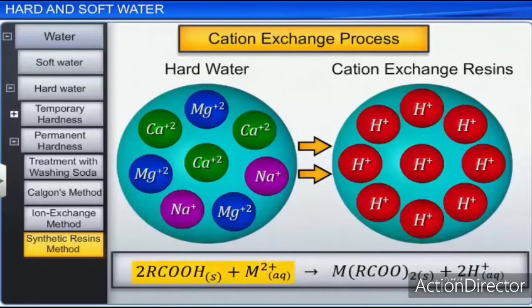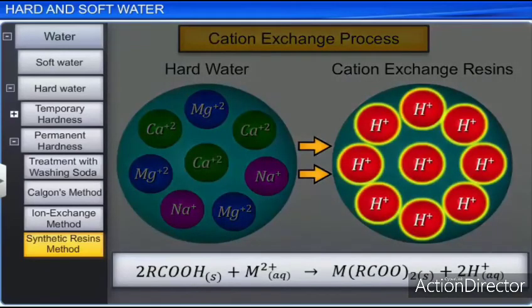2RCOOH in solid state plus M2+ in aqueous solution gives (RCOO)2M plus 2H+ ions in aqueous solution, where M2+ is a calcium or magnesium cation. Since this reaction releases H+ ions, it makes water acidic.